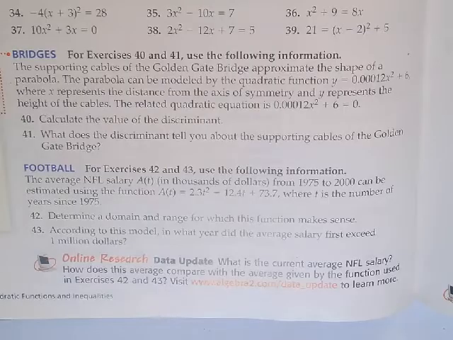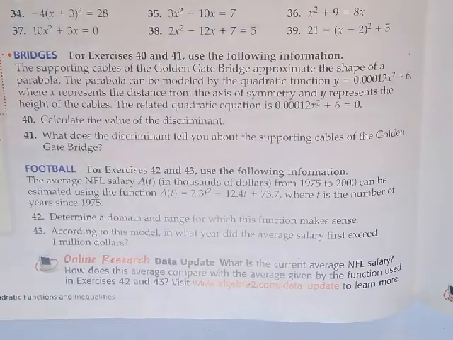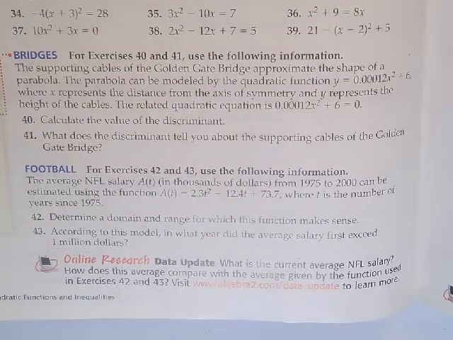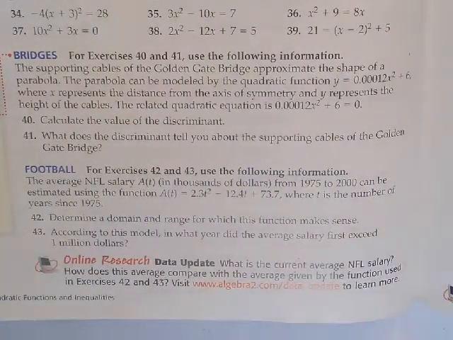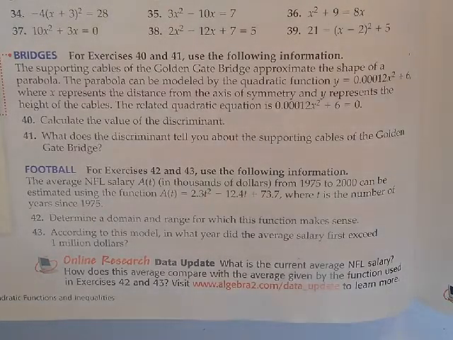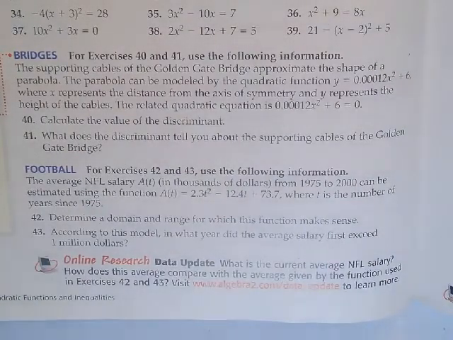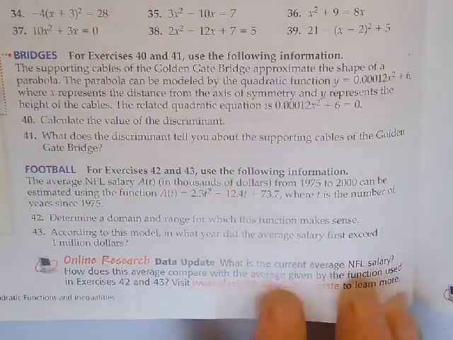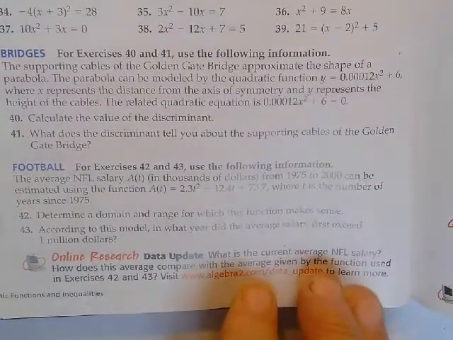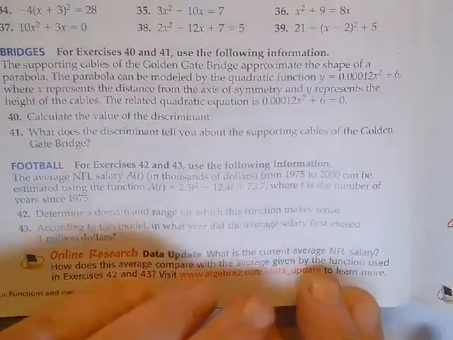Okay? All right, let's take a look at problems 42 and 43. The average NFL salary, A of T, in thousands of dollars from 1975 to 2000 can be estimated using this function. And you'll notice that that function is a quadratic because it's got t squared in it, where t is the number of years since 1975. Determine a domain and a range for which the function makes sense.